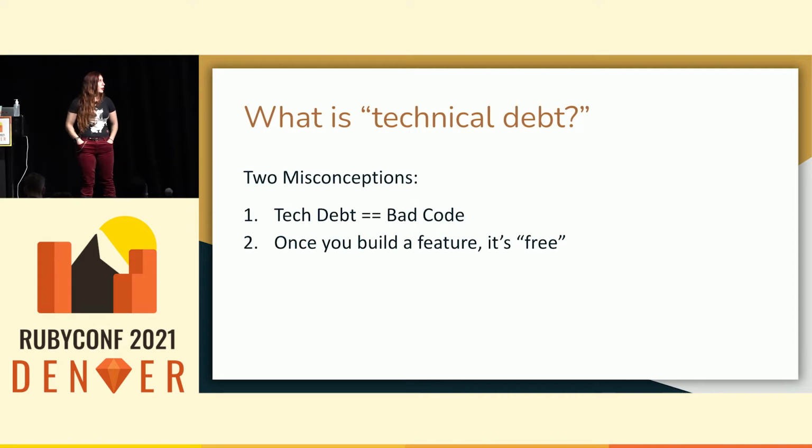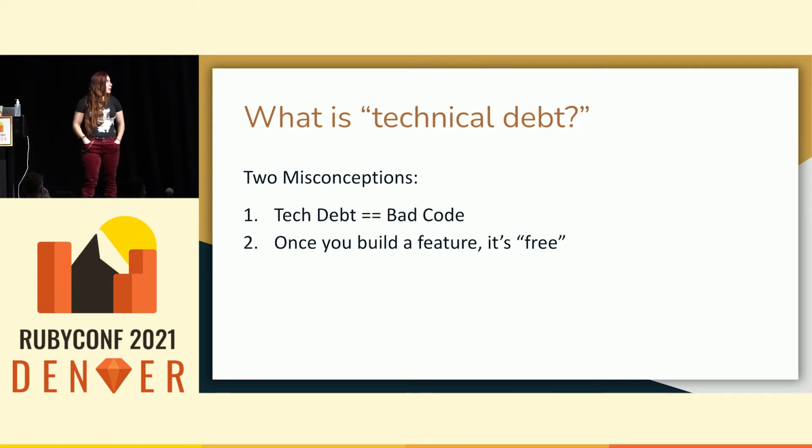The practical reason that equating tech debt with bad code is an issue is that it puts us under the impression that if we write good code, then we are not adding maintenance load to our code base, which is not true. We're going to talk about maintenance load a little bit later.